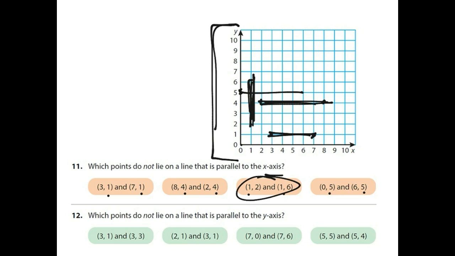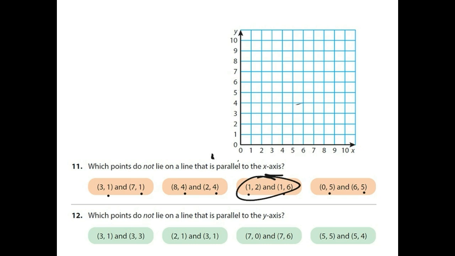Well, let's take a look at number 12 here. Let me erase this, not put another line. It wants to know which points do not lie on a line that is parallel to the y-axis. So let's start doing them. So there are 3, 1 and 3, 3. That's parallel to the y. 2, 1 and 3, 1. Oh, check that out. That's perpendicular. All right, I want to do these next two. 7, 0 and 7, 6.